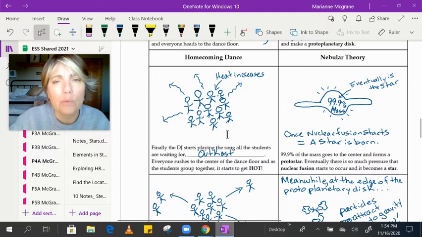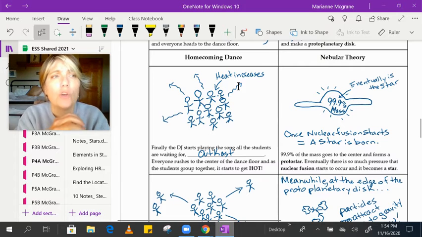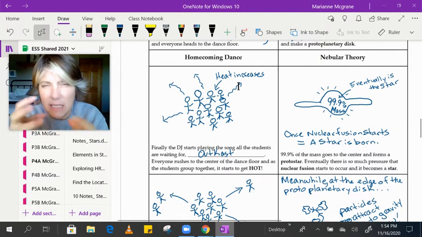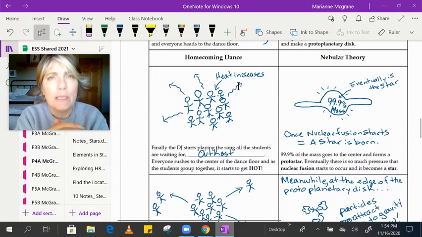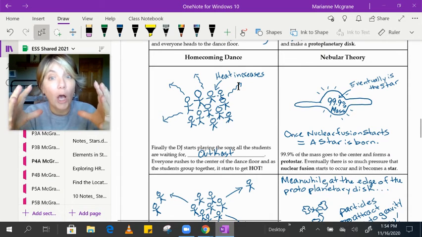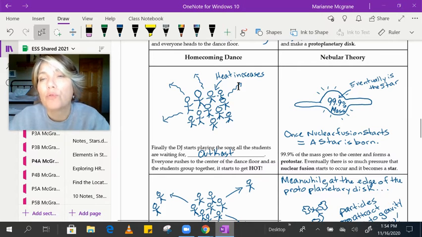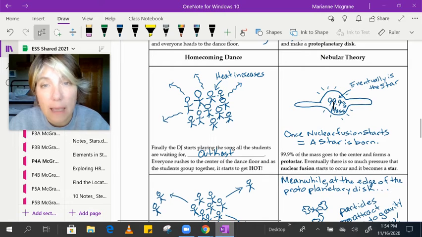And so what we've drawn is little heat waves. We've drawn energy waves coming out. So if you could bring a thermometer to the center of the dance floor where everybody's packed together, you've got heat, you've got lots of mass, you've got lots of friction, and so the temperature is going to increase. And if we looked at it with a thermal camera, you would see it glowing hot. That is what's happening inside the protoplanetary disk in the center.